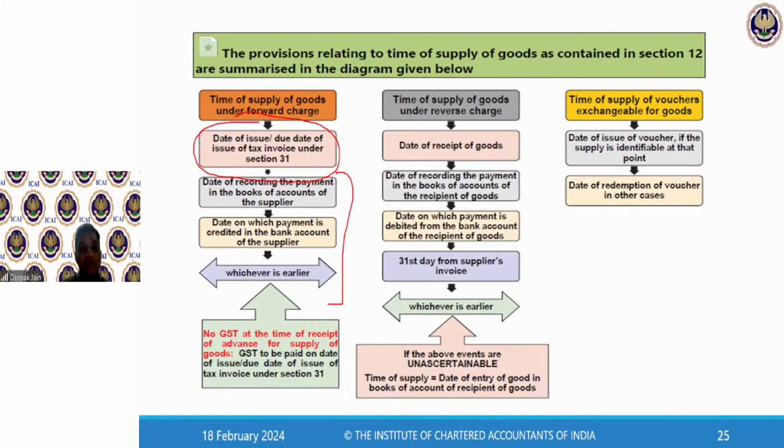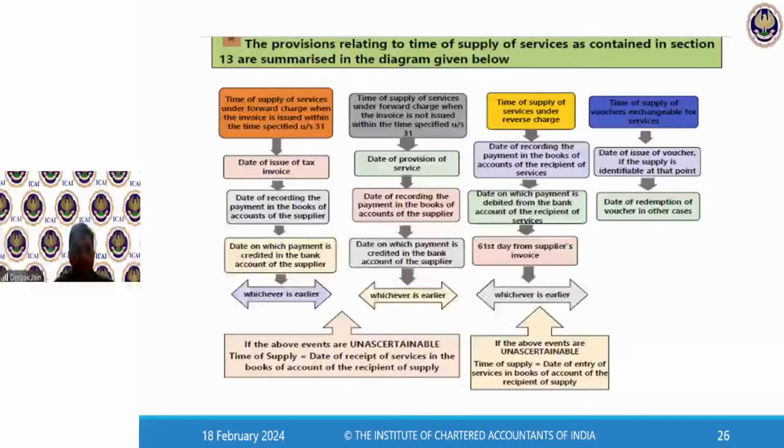Time of supply of goods under reverse charge: date of receipt of goods, or date of recording of payment, or date on which payment is made, or 31st day from the supplier's invoice, whichever is earlier. So receipt of goods, payment, or 30 days from the supplier's invoice, whichever is earlier. If it is not ascertainable, date of entry in the books of accounts. In case of vouchers, date of issue of voucher if the supply is identifiable. If the supply is not identifiable, on the date of redemption of the voucher. Then supply of services, and this, it's clear.